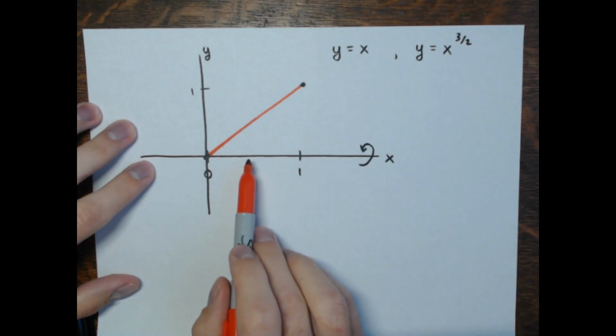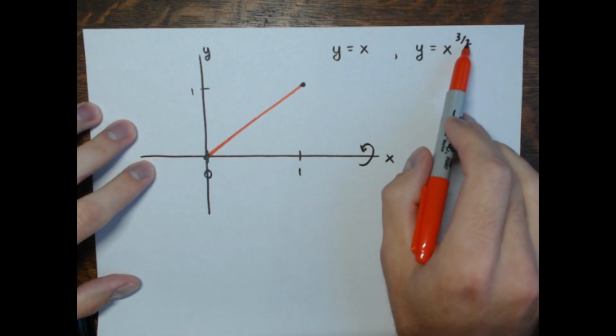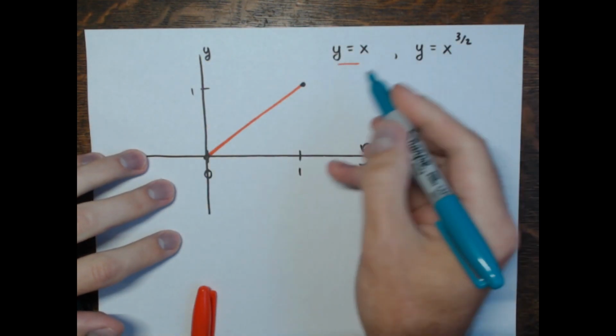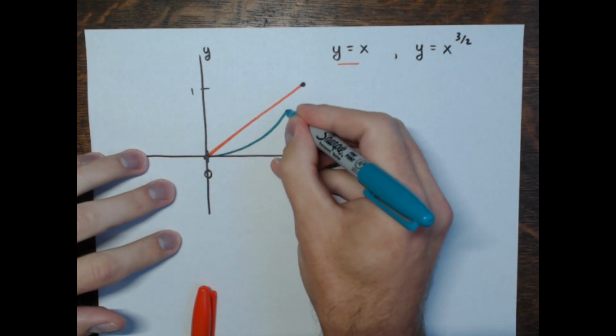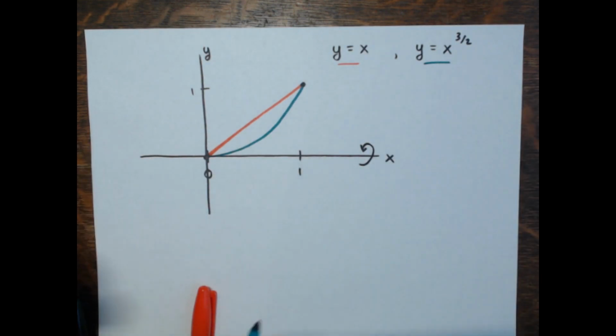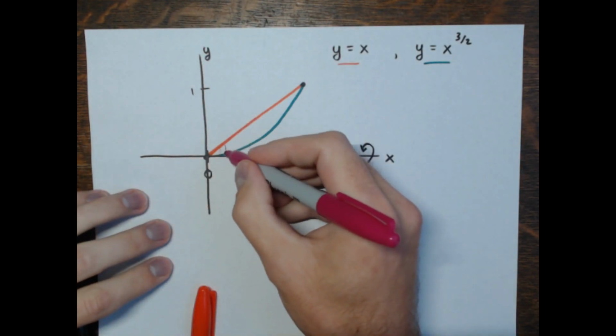When you raise a number between 0 and 1 to a power greater than 1, you get smaller. So this x to the 3/2 power is going to be coming under. It's going to have smaller outputs than y equals x in this region between 0 and 1. So here's the region we're talking about.